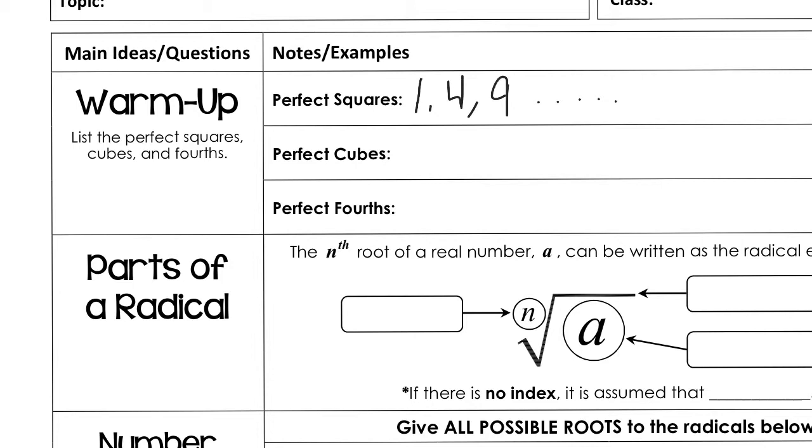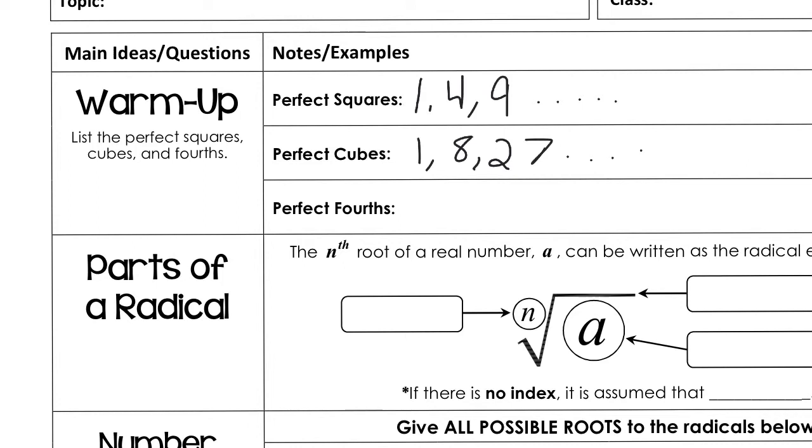Then perfect cubes. I'm going to start with 1, that's 1 cubed. Then 8 is 2 cubed, and 27 is 3 cubed. Okay, you should keep going again. Try to get at least the first 9 on this one. Maybe you could do more.